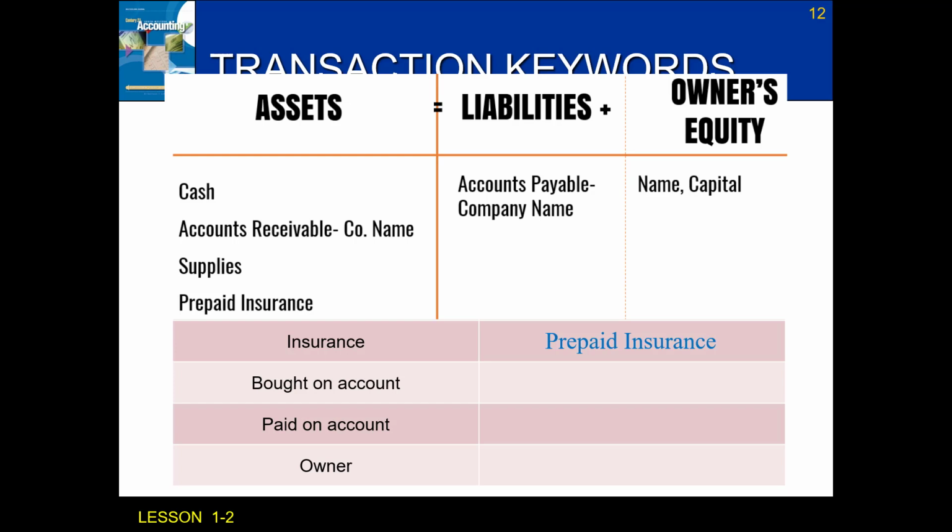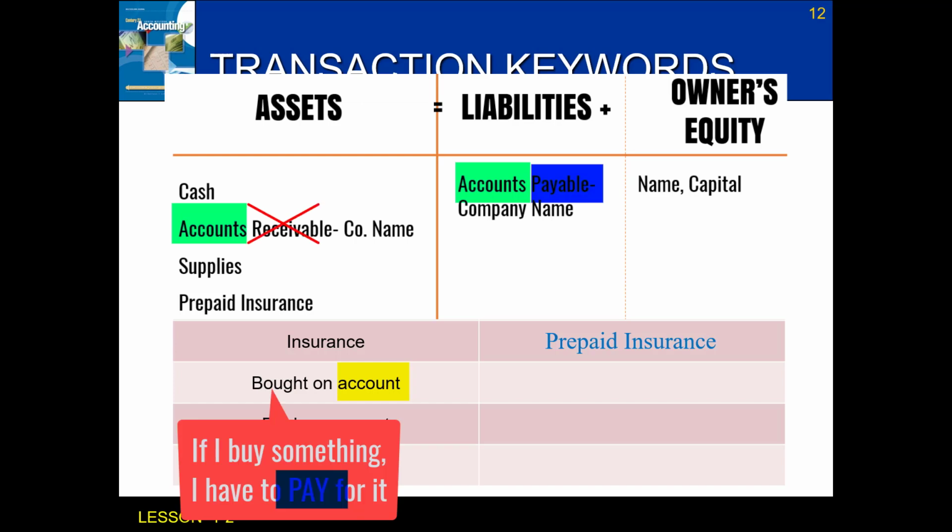Next up, we have bought on account. So the only two account titles that have the word account in it are accounts receivable and accounts payable. The way I like to think about this is if I buy something, I have to pay for it.